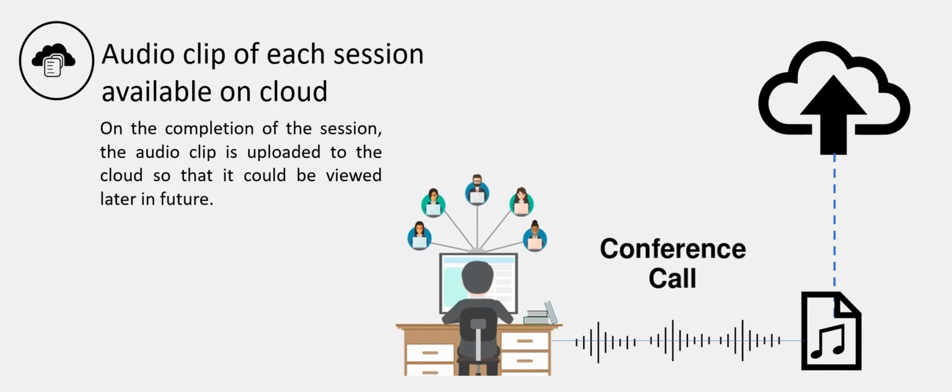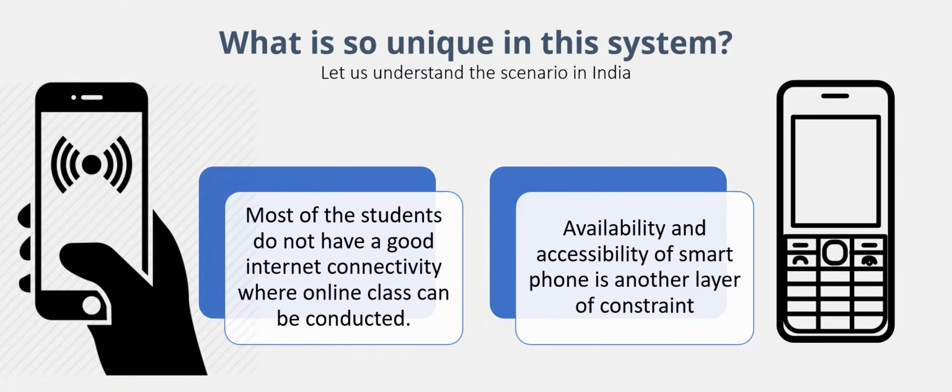Let us understand the scenario in villages. 9 out of 10 students do not have a good internet connectivity where online classes can be conducted. Availability and accessibility of smartphone is another layer of constraint. This solution works without an internet connection.